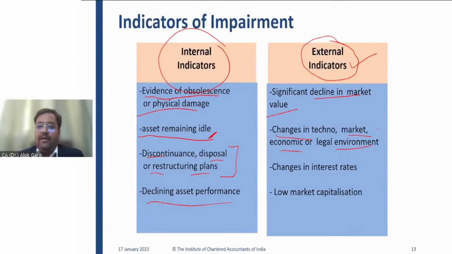Change in the market or market scenario, economic or legal environment. Earlier, the asset was trading in the Indian market. Now it has been banned in the Indian market. Again, it is an external indicator to check for impairment. There are legal restrictions, right? Legal environment. Again, it is an indicator of impairment.